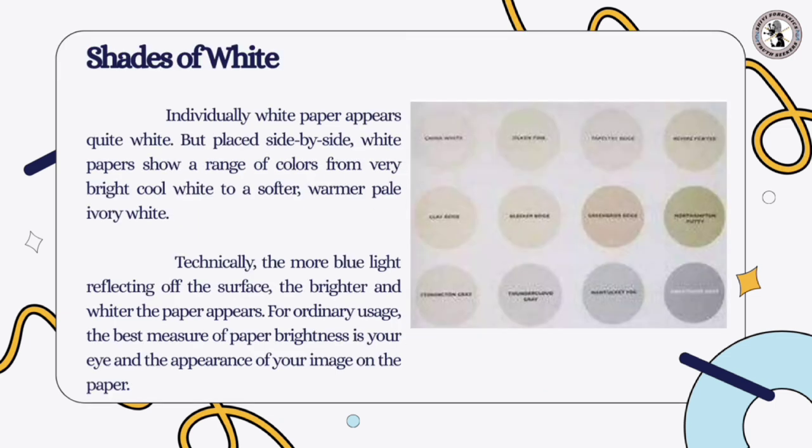There are different shades of white. So basically the paper is generally in a pure white color, but nowadays there are different types of paper coming in multiple varieties of colors, and not only in different colors, it has different softness, warmth, pale, ivory white. So they have different types of white mixtures as well as shades present in different types of paper.